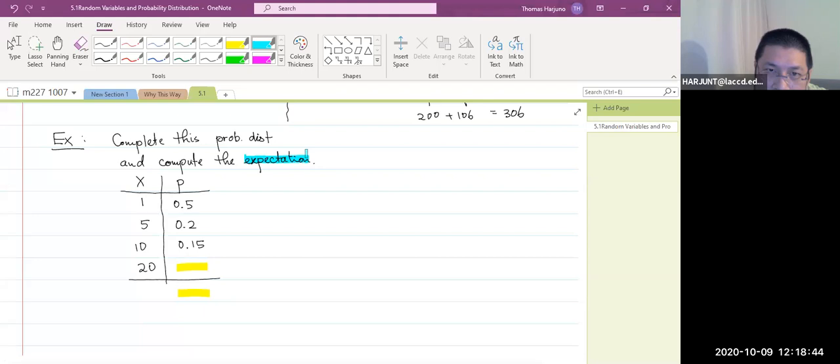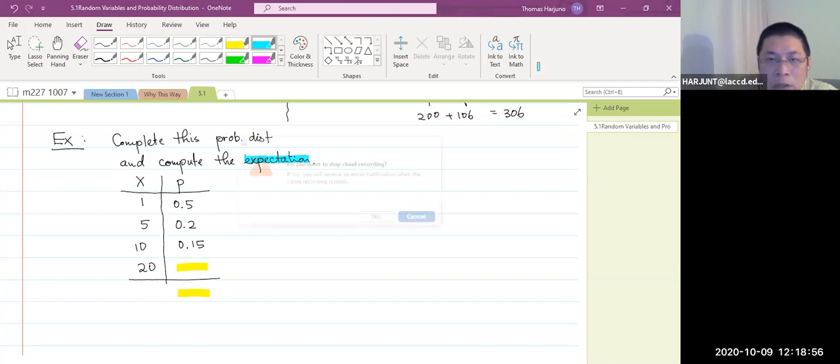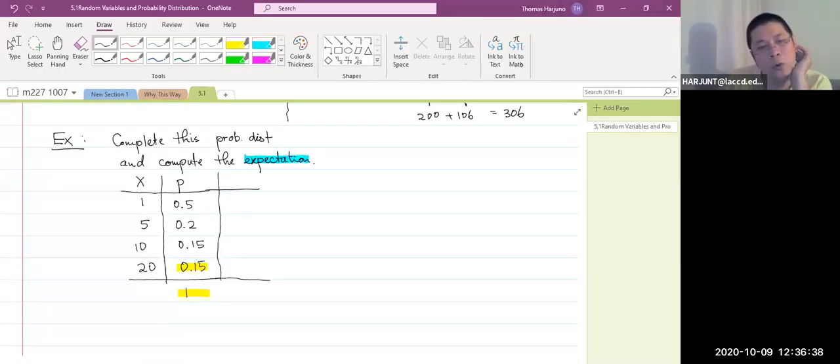Okay, nobody say anything. Okay, I give you a break together with this. We come back. Okay, so yeah, the total has to be 1. Therefore, the probability for 20 is 0.15.